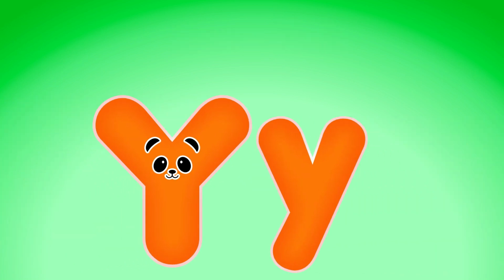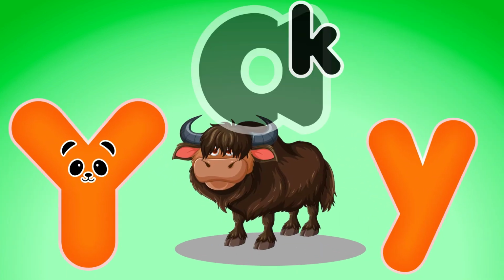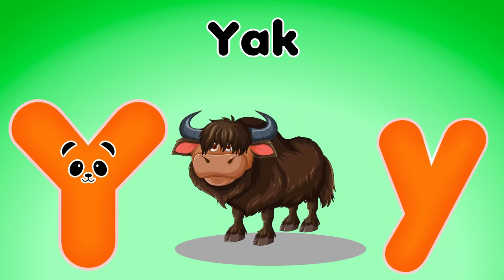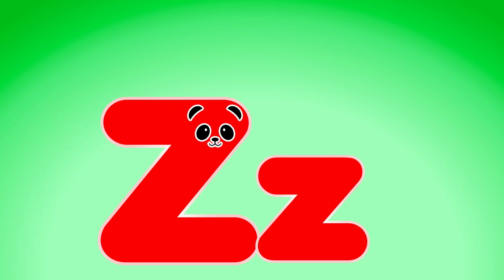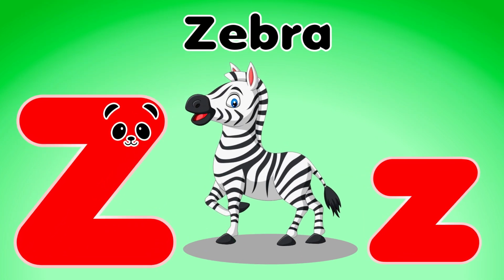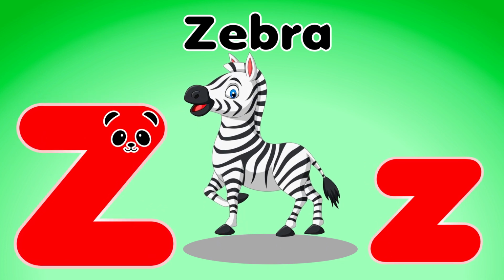Y is for yak, Y, Y, yak, Y, Y, yak. Y, yak. Z is for zebra, Z, Z, zebra, Z, Z, zebra, Z, zebra.